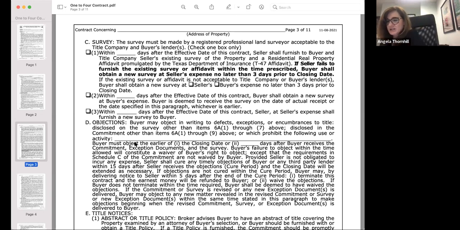The first section on C is what to do if there's an existing survey. If there is an existing survey, and the buyer's okay with trying to use it, the seller has a specified number of days to furnish it. There is an affidavit that the seller signs and has notarized with it. It's called the T-47. It basically says that from the date the seller owned the property, they know that no changes, other than any they list on the T-47, have been made to the property. So it's kind of tricky sometimes.